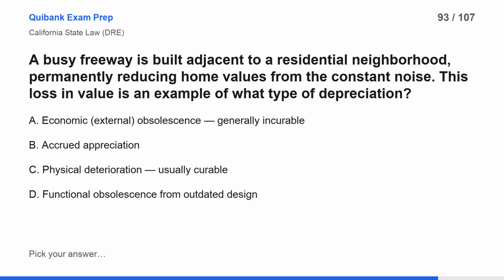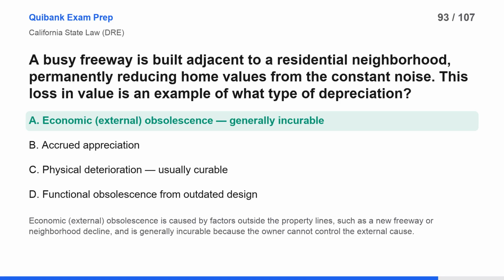Question 93. A busy freeway is built adjacent to a residential neighborhood, permanently reducing home values from the constant noise. This loss in value is an example of what type of depreciation? A. Economic external obsolescence, generally incurable. B. Accrued appreciation. C. Physical deterioration, usually curable. D. Functional obsolescence from outdated design.